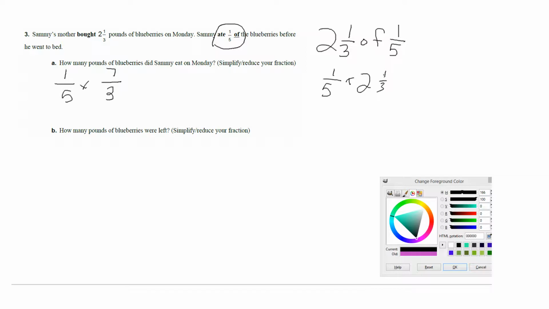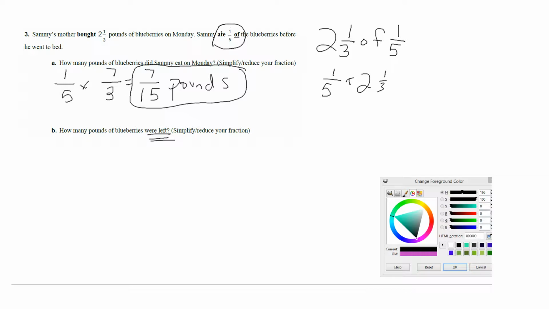3 times 2 plus 1 over 3. And I got 7/15 pounds for A. Now it wants to know how many were left. Well, Sammy ate this many pounds. That's a lot of pounds of blueberries. Sammy ate an enormous amount of blueberries. Now it's a subtraction problem.